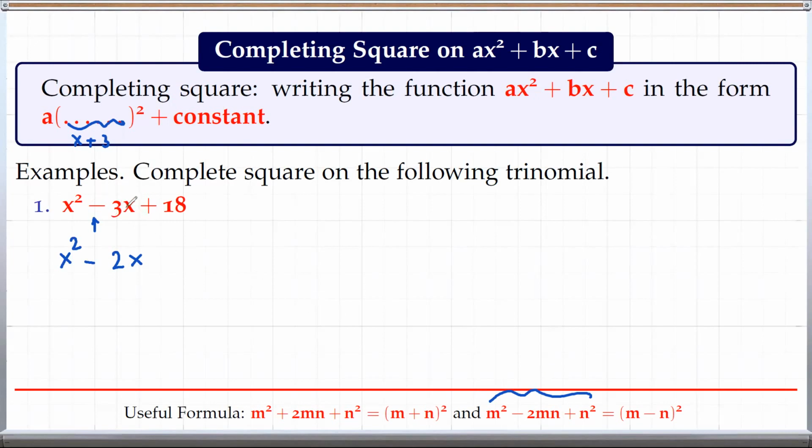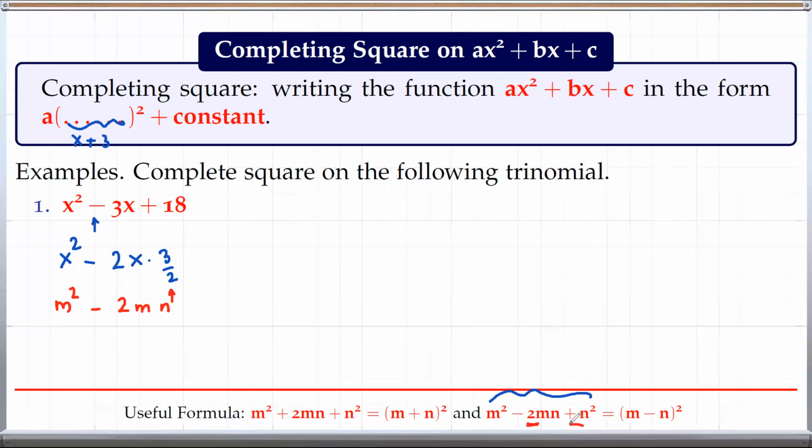Since we have negative 3x and we don't want to change the expression, and since we have negative 2x here, we need 3 over 2, so that we get negative 3x back. We divide by 2 since we multiplied by 2 over here, and we want 3 since we have 3 over here. So this is exactly of the form m squared minus 2 times m times n. That's the reason we put this 2 over here out of nowhere, because we need that 2 in the format. And we have m as x, m squared is x squared, and it looks like n must be 3 by 2.